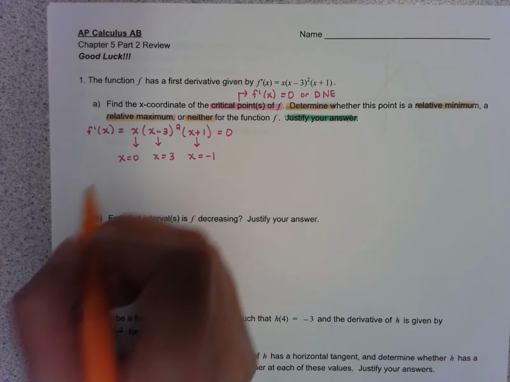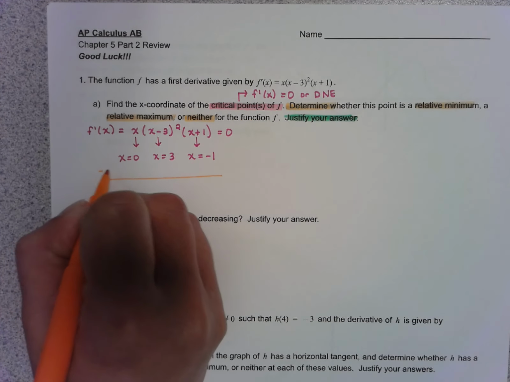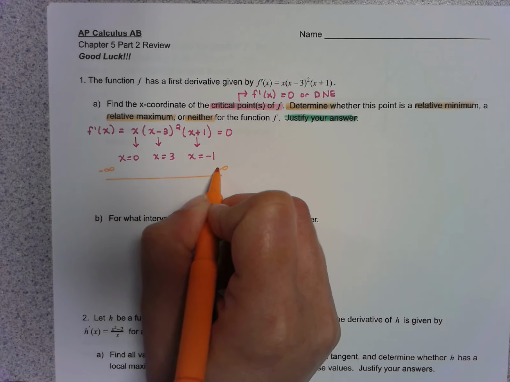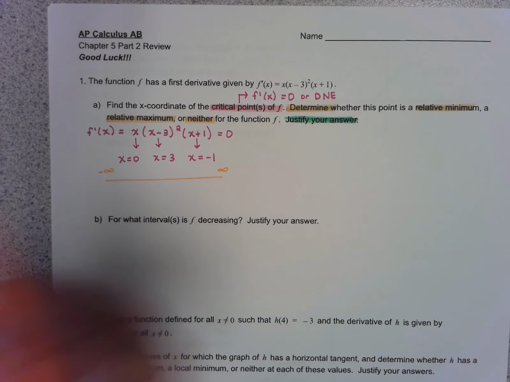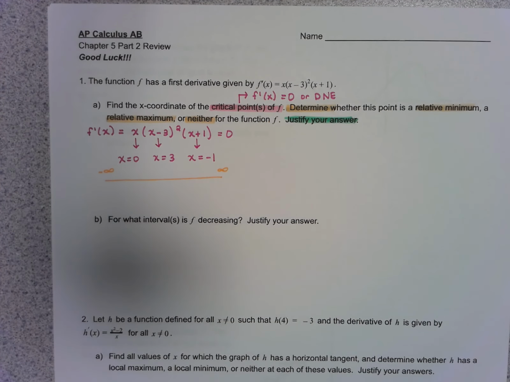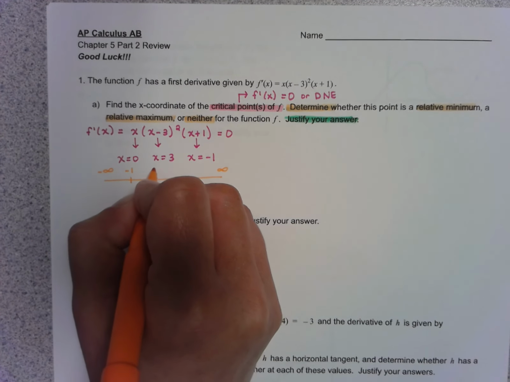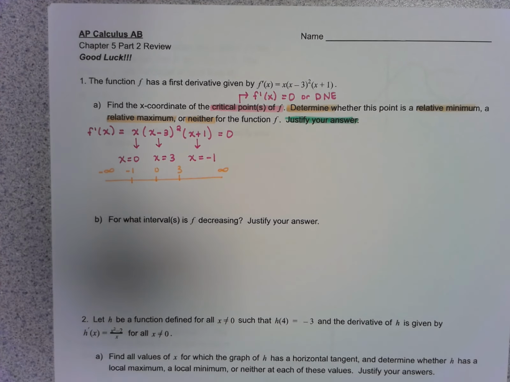So the way that I make a sign chart is I imagine a number line. On a number line, the very beginning is always negative infinity, and the end is always positive infinity. And I'm going to take these critical points, these x values, and line them up in a row in the order that they would go in on a number line. So I would go -1 first, then 0, then 3.